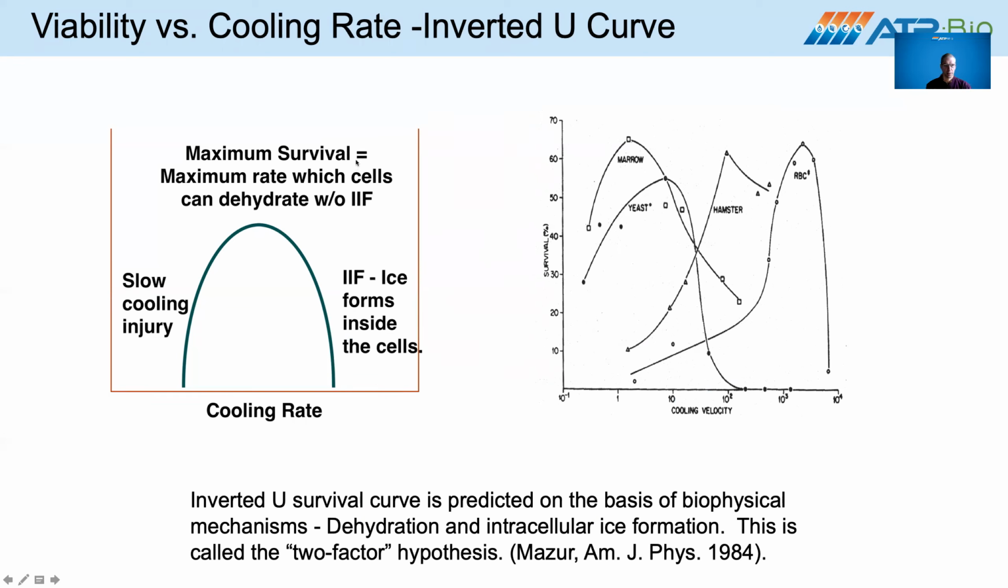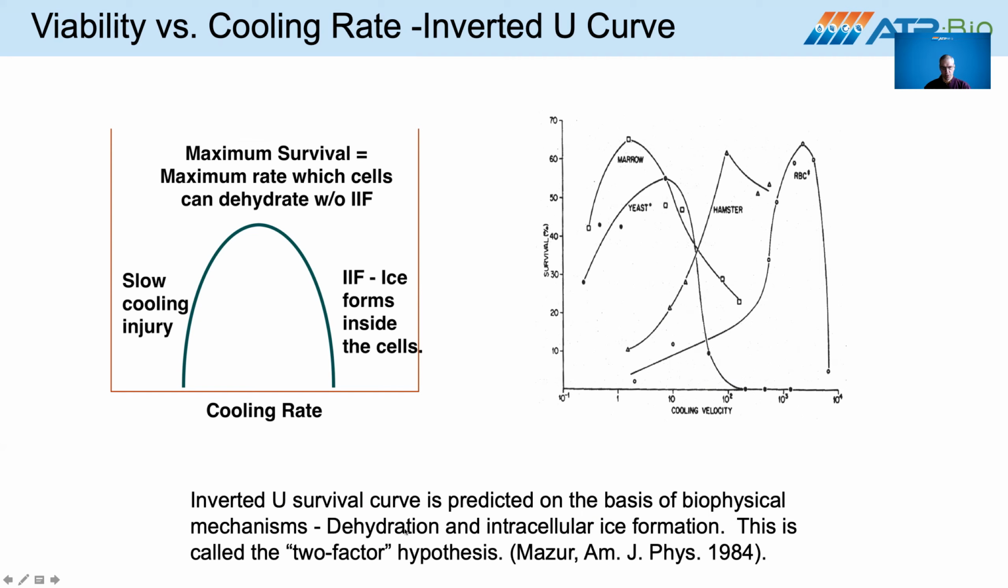It turns out that Mazur pointed out that survival is a competition between avoidance of two major types of injury: slow cooling injury, when you dehydrate too much, or intracellular ice formation, when the water is trapped inside the cell. And he calls this an inverted U curve, for obvious reasons.